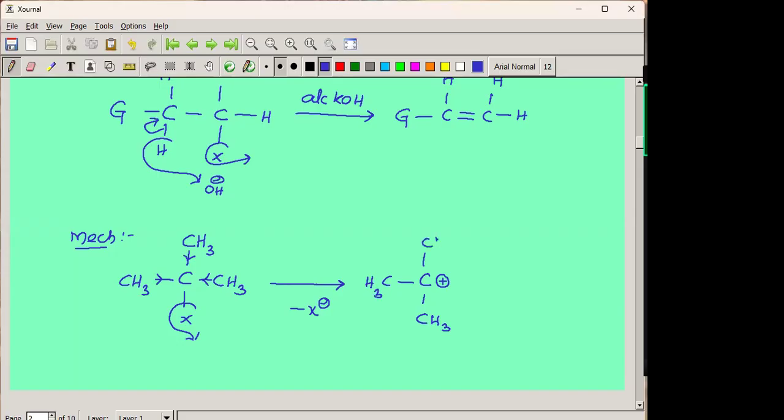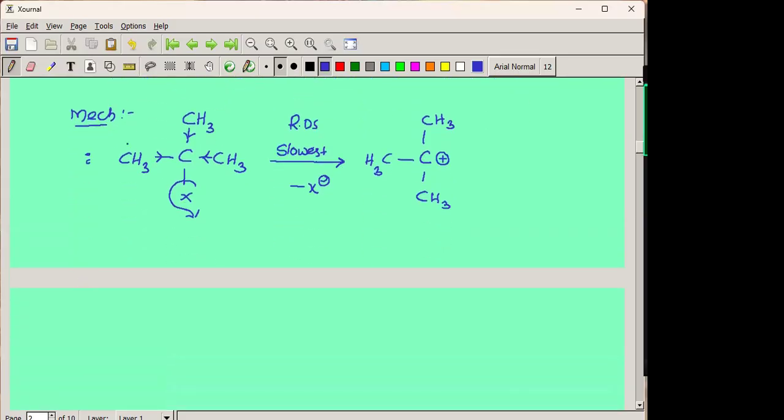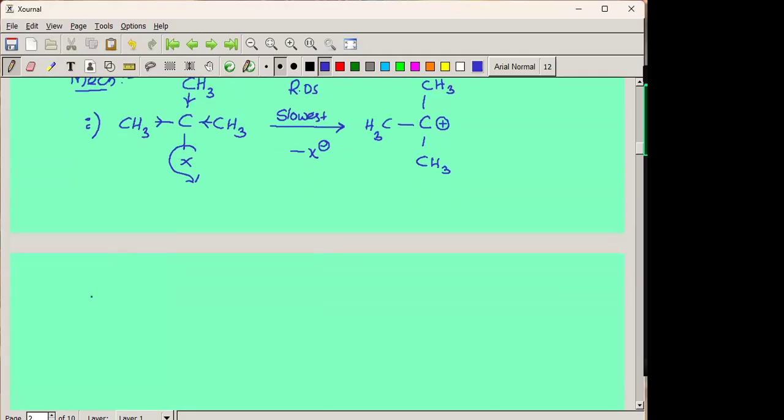So this is the slowest step. That's why this is considered the first step, the rate determining step or slowest step. So this is step 1. And in the second step... in the first step, how many molecules are involved? How many molecules are there? Only one, that is the tertiary alkyl halide. So that's why the molecularity is 1.